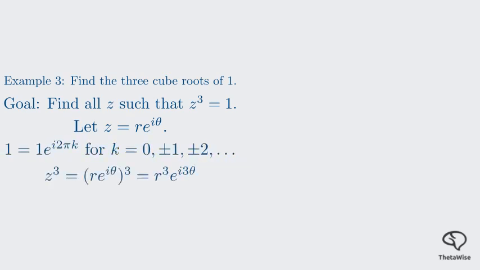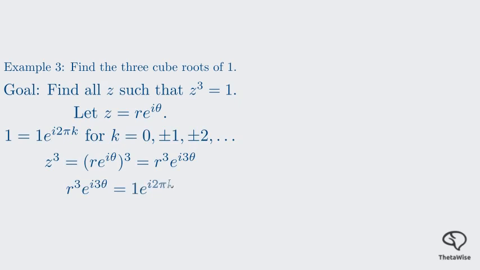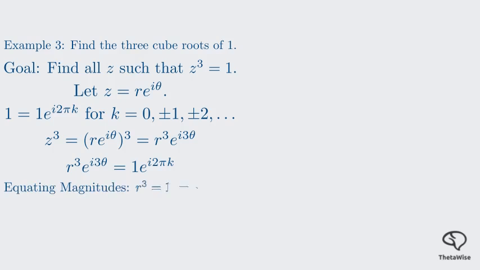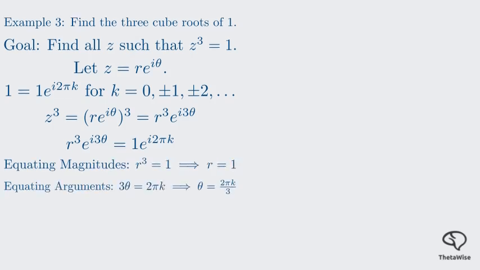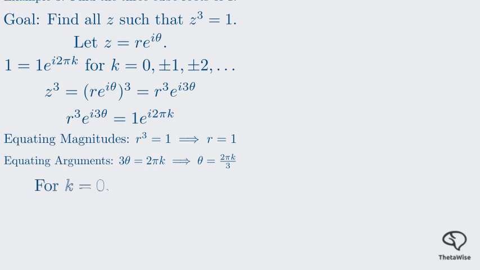Now we can equate the two forms. r cubed times e to the i 3 theta must equal e to the i 2 pi k. This means the magnitudes must be equal, so r cubed equals 1, and the angles must be equal, so 3 theta equals 2 pi k. Solving for r and theta, we find the magnitude r must be 1. The argument theta can be 0, 2 pi over 3, 4 pi over 3, 2 pi, and so on. Now we plug in values for k to find our unique solutions.